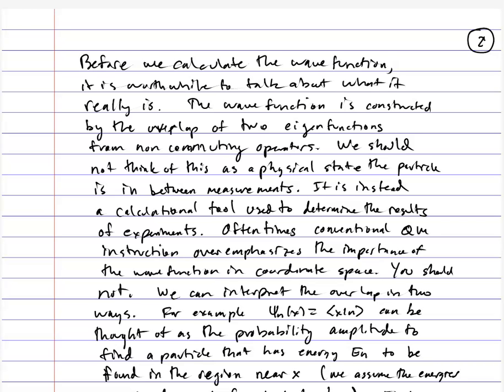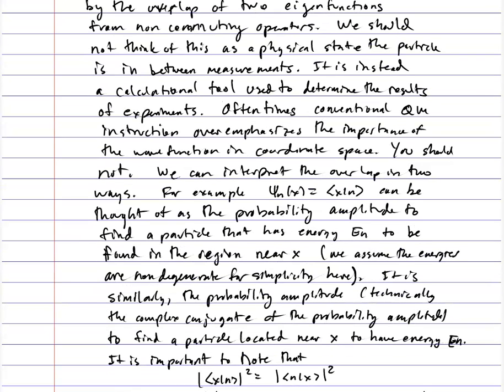really is. The wave function is constructed by the overlap of two eigenfunctions from non-commuting operators. We should not think of this as a physical state that the particle is in between measurements. It is instead a calculational tool used to determine the results of experiments. Oftentimes, conventional quantum mechanics instruction overemphasizes the importance of the wave function in coordinate space. You should not do this.